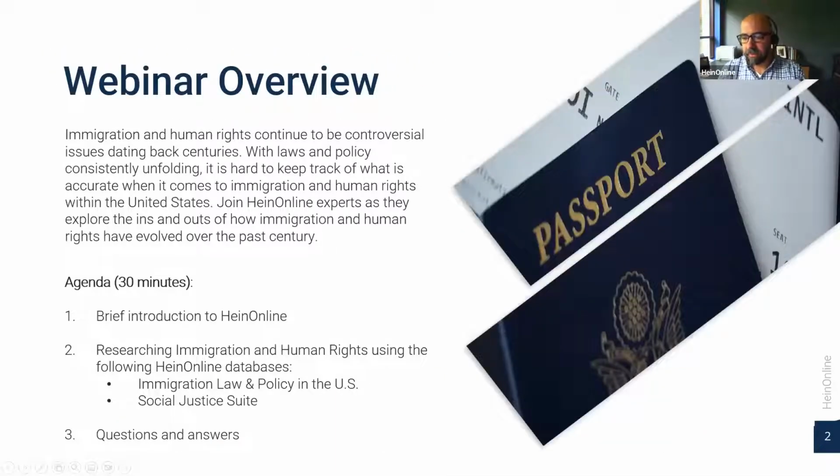We're going to be talking about researching immigration and human rights in HeinOnline using 2 primary databases, but we're also going to be searching across the database package as a whole. We're going to be looking at the immigration law and policy database within HeinOnline, as well as our free social justice suite, and we'll talk about how you can get access to that if you don't have access to it right now. And then, of course, at the end of the presentation, there will be some time for some questions.